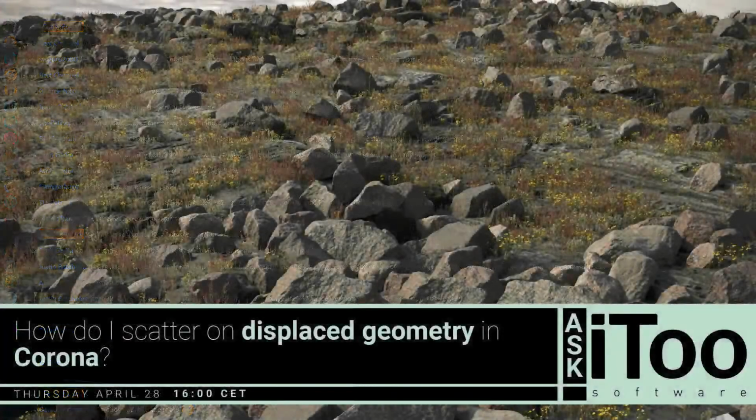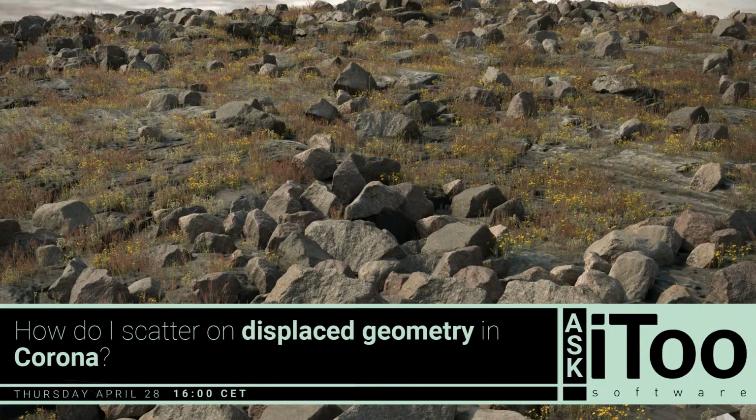Scattering on displacement. Let's have a look at that. I had this question this week, which was how do I scatter displaced geometry in Corona? I think most of the tutorials on scattering on displaced geometry were in V-Ray, so I think that's probably why people aren't sure how it's done in Corona. So let me just quickly demonstrate that. Should be fairly straightforward, hopefully.